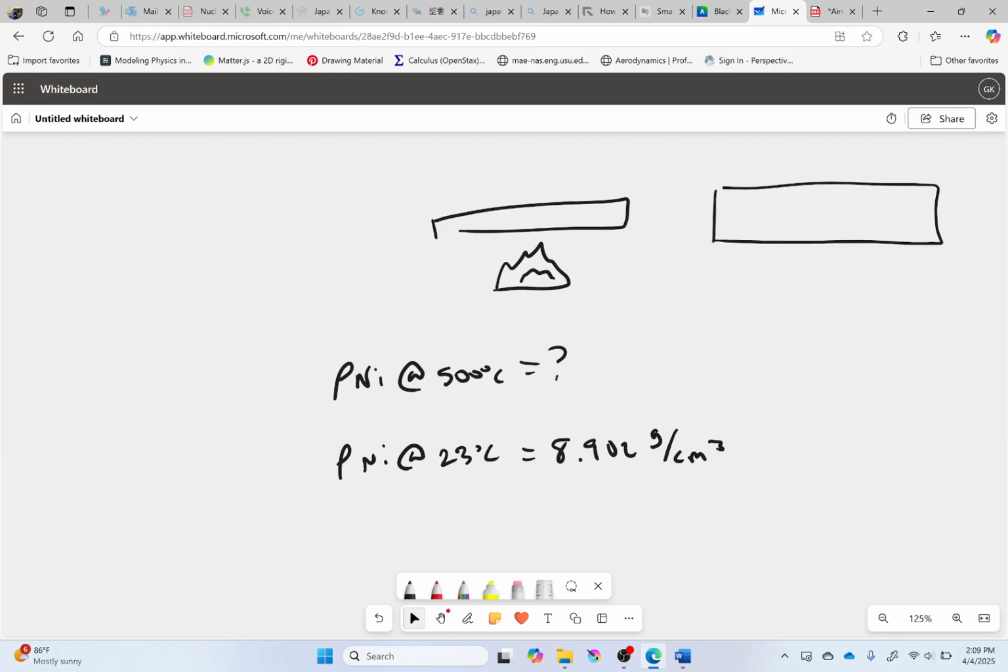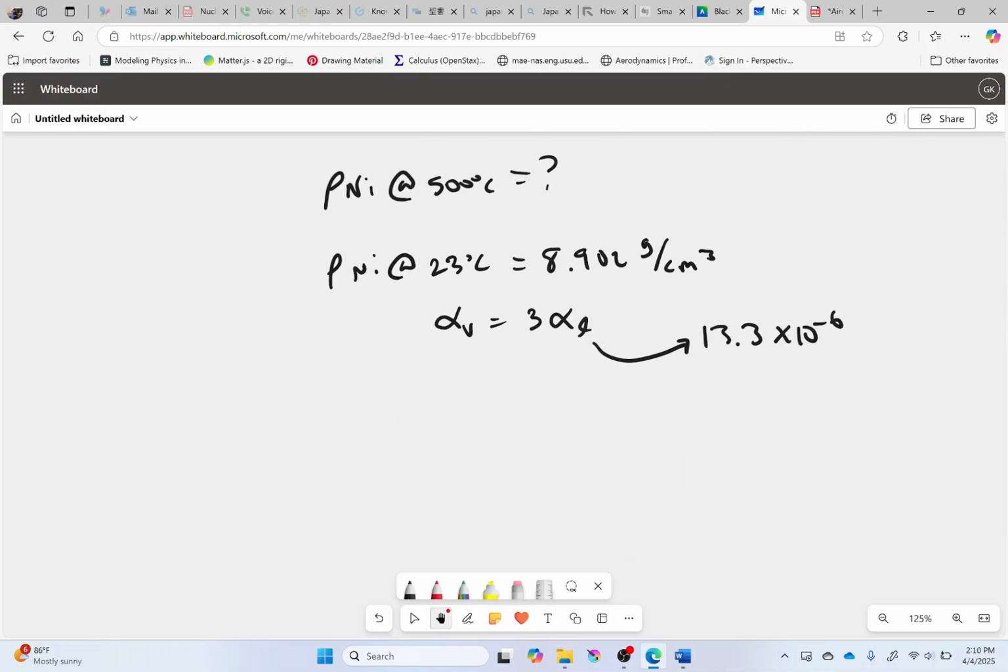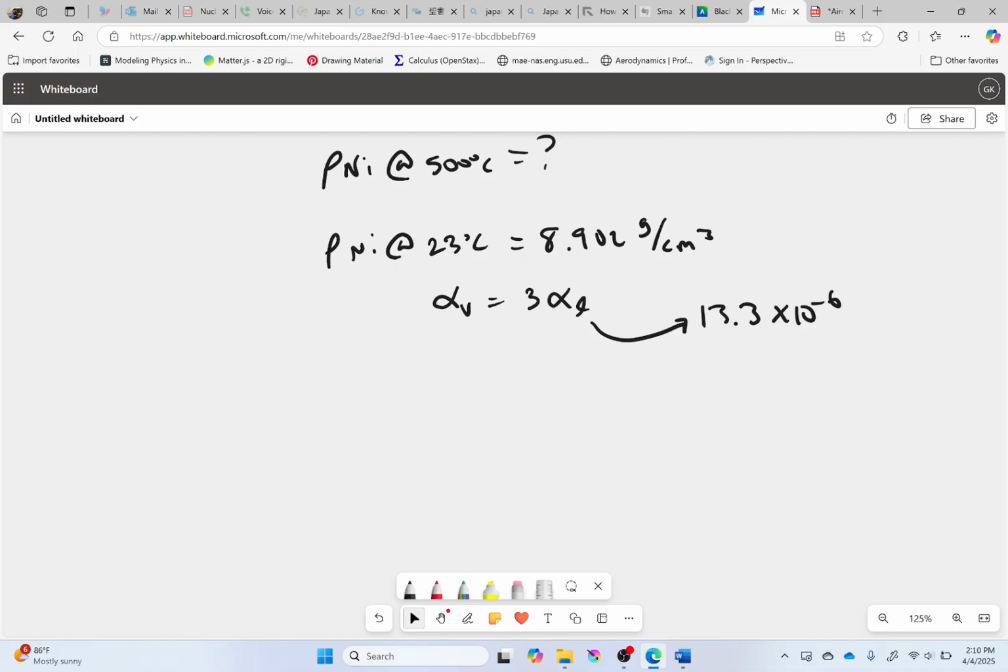Something else it tells us is that our volume coefficient for thermal expansion, you're just going to assume that this is 3 times the linear coefficient of thermal expansion, which we can look up in the tables. For nickel, that's 13.3 times 10 to negative 6. So, with that being said, let's get to it.